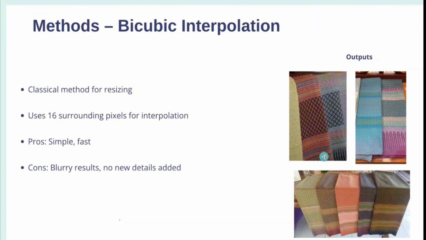All right. So the first method is called bicubic interpolation. Bicubic interpolation is a classical method for resizing images by interpolating a pixel using its 16 nearest neighbors. While it is simple and fast, the results are often blurry and no new details are restored.